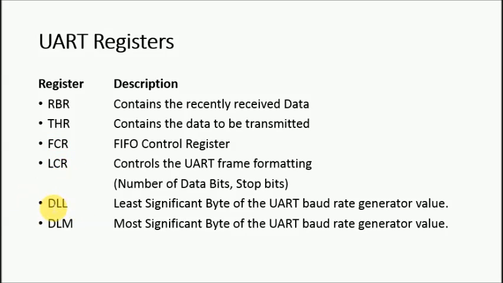The next register is DLL, the least significant byte of the divisor latch of the UART, which is used for baud rate generation. The lower 8-bit LSB is stored in this DLL, whereas the most significant byte is stored in DLM for the baud rate generation. So the least significant byte is stored in the DLL, and this is 8-bit, remember.